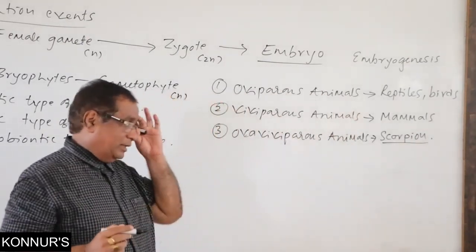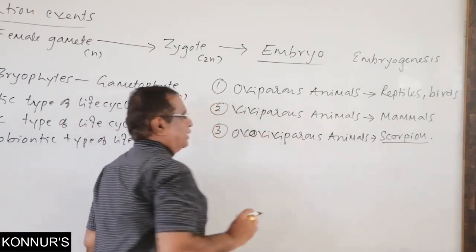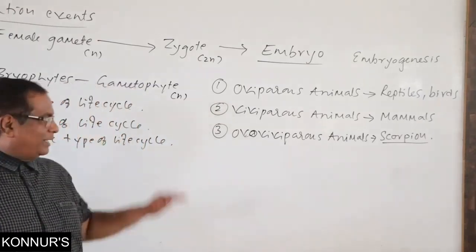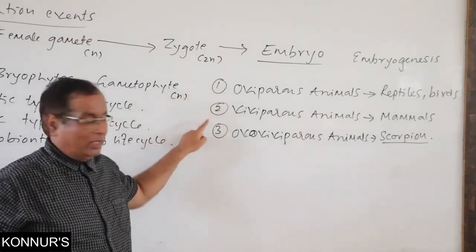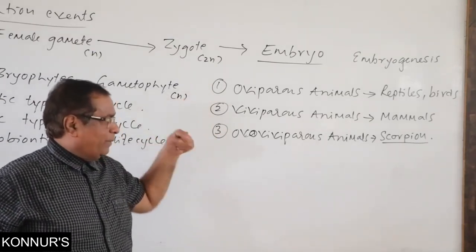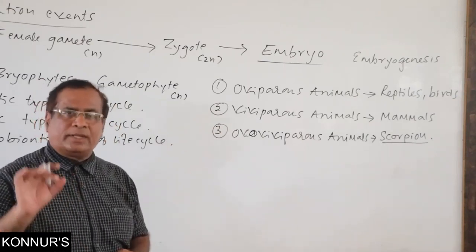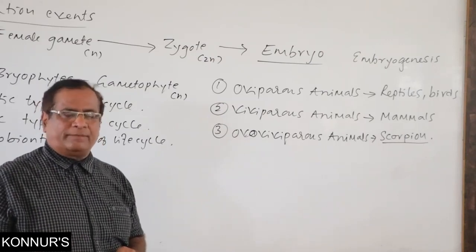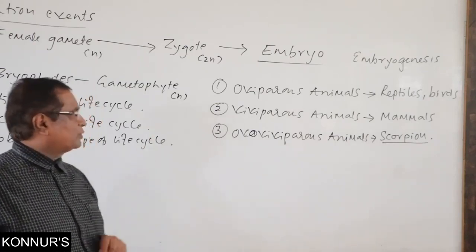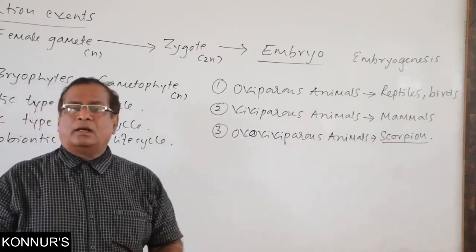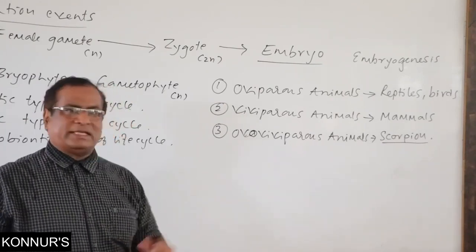They may ask the example for ovoviviparous animals. The example is Scorpio, an exceptional case. In our text, only these two types have been given. But remember, ovoviviparous nature is also there, that is there in Scorpio. Young ones are developed inside the body of the mother but with no nourishment to them. That is about the post-fertilization events in animals.